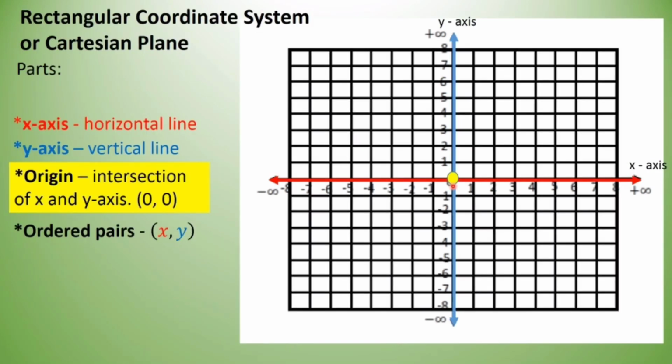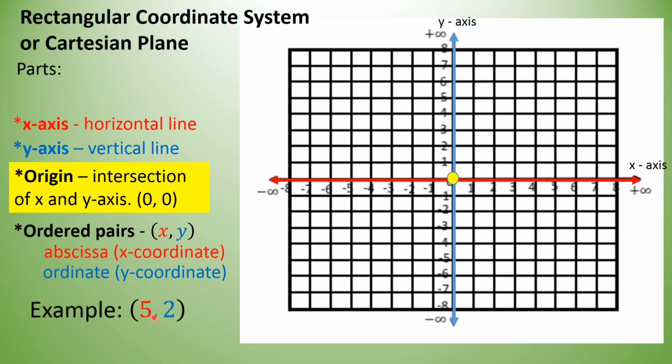Since the x and y-axes are number lines composed of positive and negative values, every point in a Cartesian plane will also have values, and these are called ordered pairs. The ordered pairs are composed of x and y coordinates. The x coordinate is called the abscissa and the y coordinate is called the ordinate.